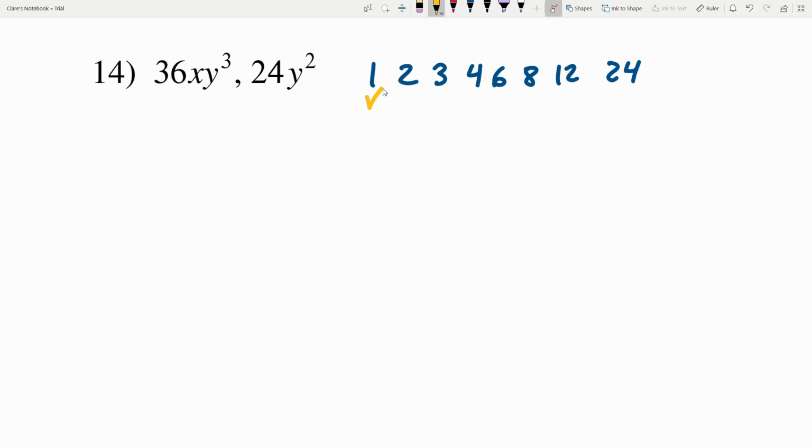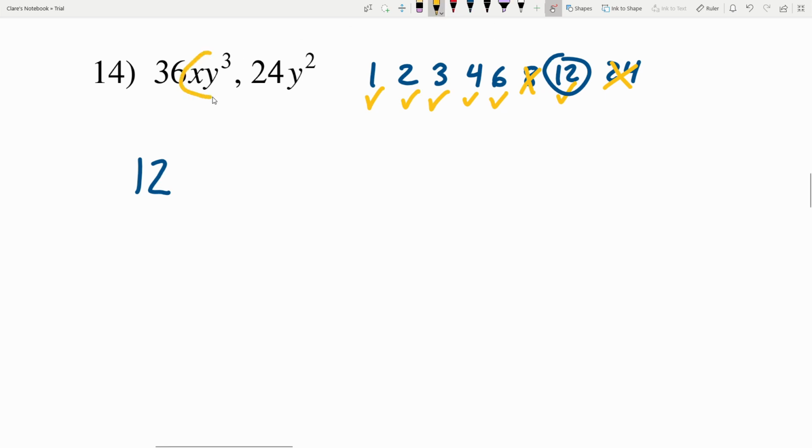I know that 1 goes into 36, 2 goes into 36, 3 goes into 36, 4 goes into 36, because that's 9 times 4, 6 goes into 36, that's 6 times 6. Does 8 go into 36? No, not quite, because 8 times 4 is 32, and 8 times 5 is 40, so 8 doesn't. Does 12? Yeah, 12 times 3 equals 36. Does 24? No. So our greatest number is 12, so I know I'm going to have 12 multiplied by something else.